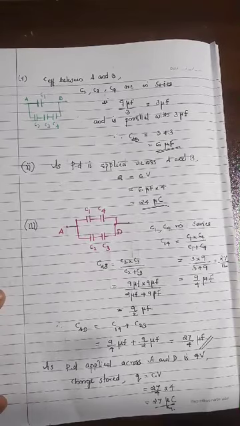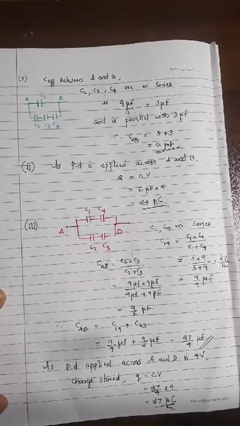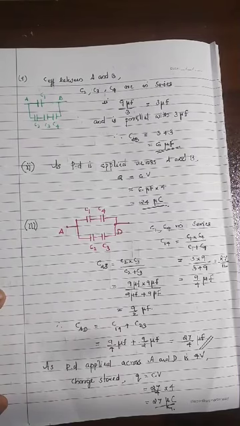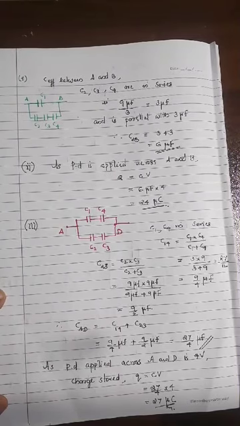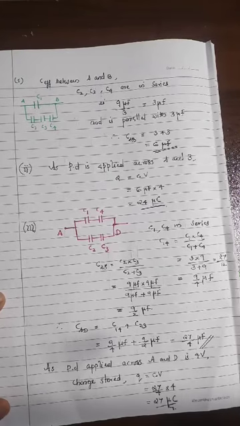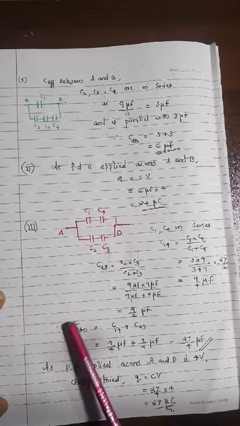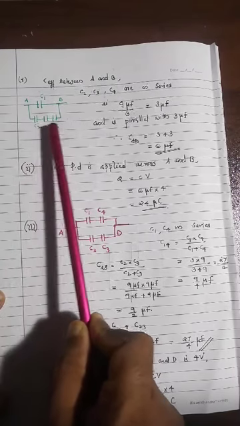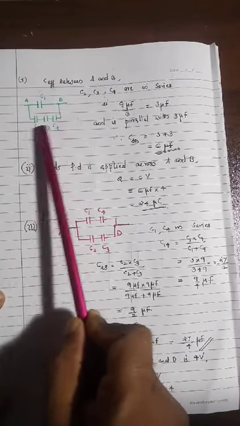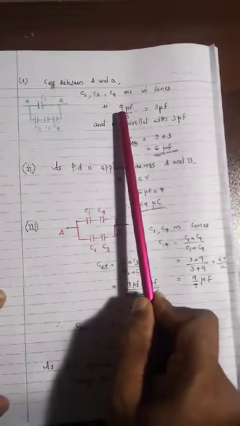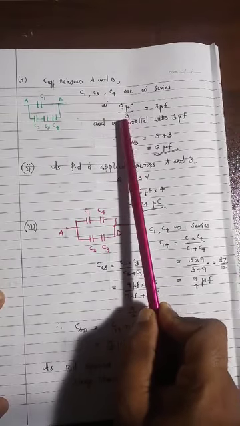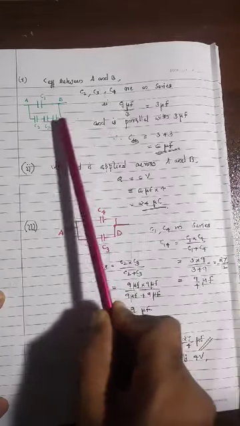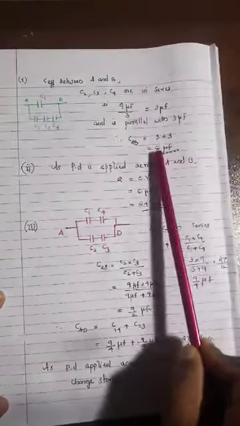Simple concept. After reading the question, at first you have to do it yourself. Then check the answer. That may be the correct method. See, as we said earlier, C2, C3, C4 are in series. So we can easily find C by N, 9μF by 3, so 3μF. But it is parallel to C1. So we get the answer 6μF.